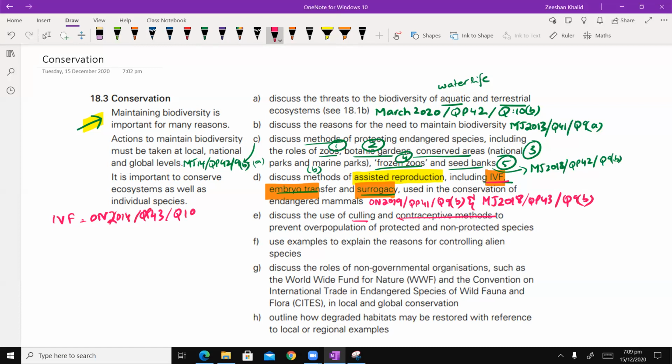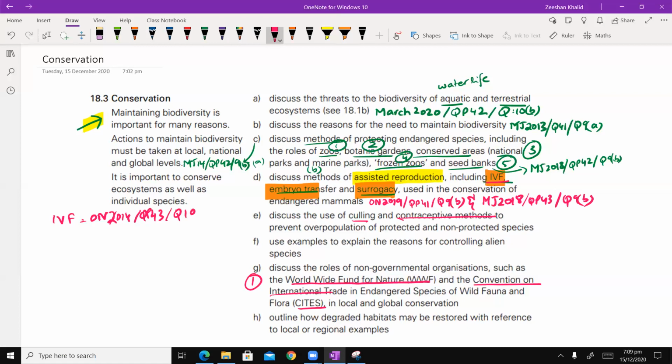As such, I did not find a question for this, but the idea is very simple. We will look at that. And then use examples to explain the reasons for controlling alien species. Inshallah, we will also talk about this. Then G part basically talks about the organizations around the globe that are involved in conservation. You have to remember their names, and usually what they're doing is basically the same thing.